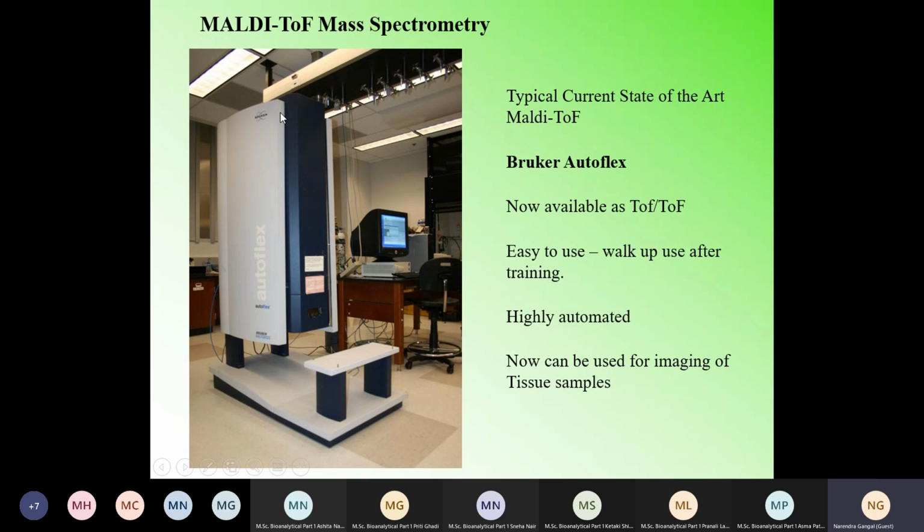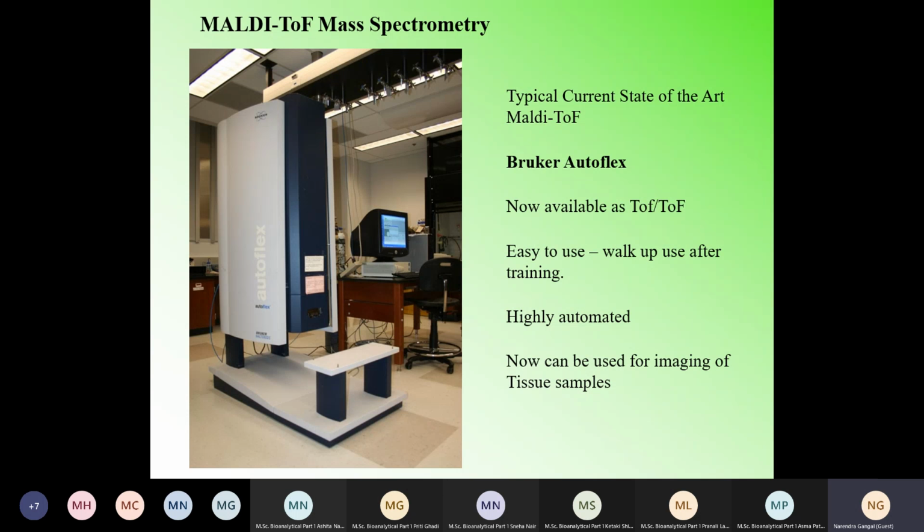You can see it's called Autoflex. It is a very big machine, and a very sophisticated machine. It costs crores and crores of rupees, maybe not less than 3-4 crores easily. So MALDI is a very costly technique, and naturally it is not used for small molecules. If I have to analyze benzene, toluene, xylene, MALDI is not for that.